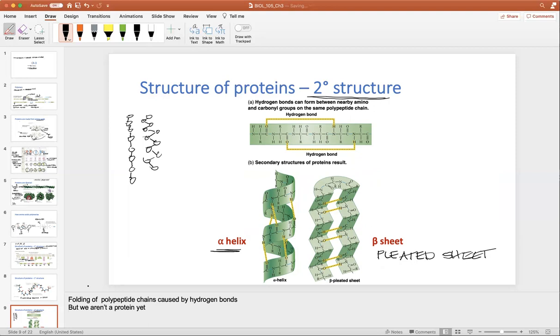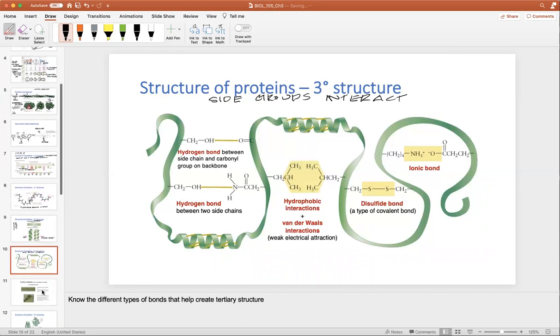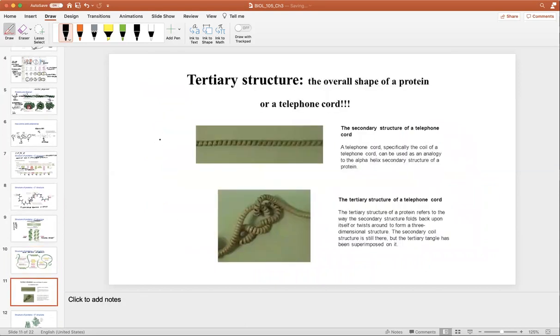So then let's talk about what tertiary structure is. Tertiary structure is when we start letting the side groups interact. I'm going to skip to the next slide because I think it actually will back up. I should probably have reordered these. Let's think about tertiary structure this way.